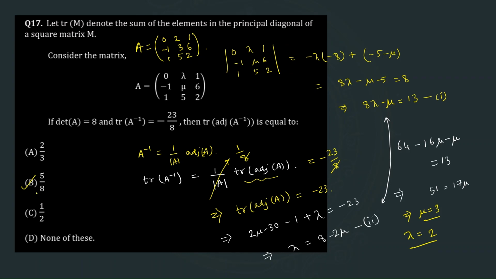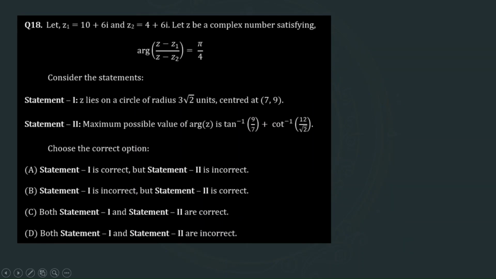I hope you understood this question. The next question says that let z1 equal to this and z2 equal to this. Let z be a complex number satisfying this relation. Then we have to state which of the statements are correct.